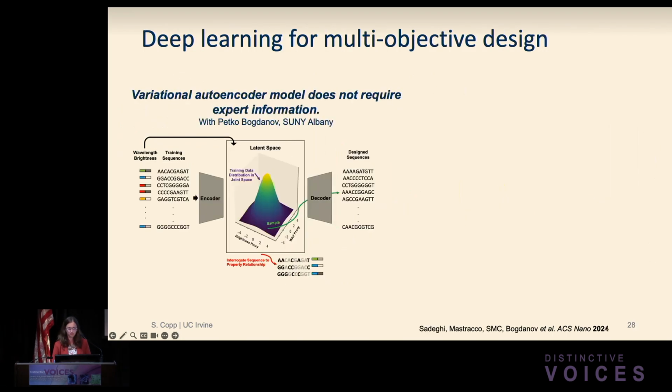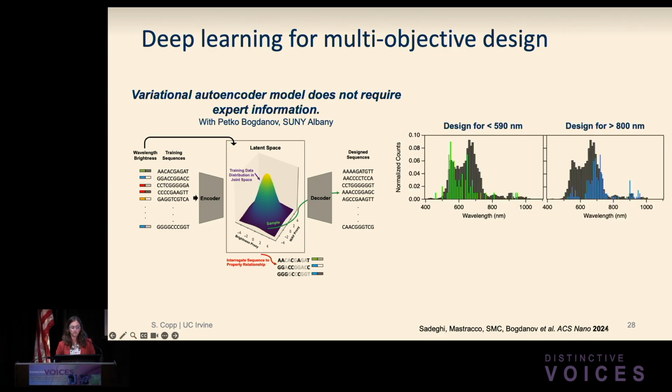Now, more recently, we worked with my collaborator, who's a computer scientist in New York, to develop a deep learning model to do design of nanoclusters where we have more than one objective. So these are more complicated models, but essentially what they do is they map DNA sequence into a high-dimensional space where those space dimensions are correlated to certain properties that we want to learn, and then we can sample from that high-dimensional space for new design.